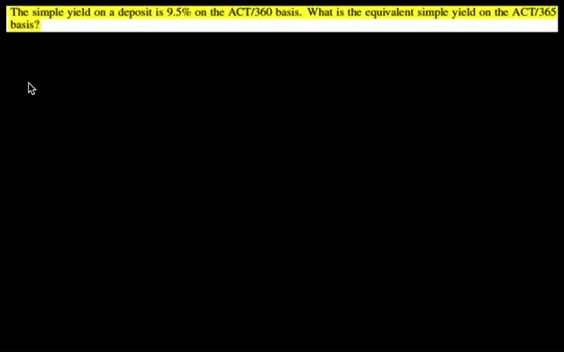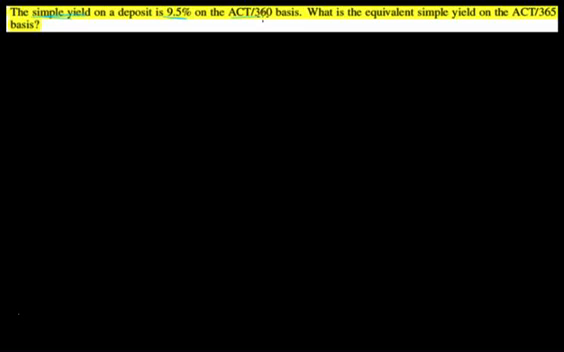Alright, let's smash through another question. The question is, the simple yield on a deposit, 9.5%. Sorry, I'll stop moving that around. Just there. Okay, so the simple yield, we're using simple interest on a deposit, is 9.5%.